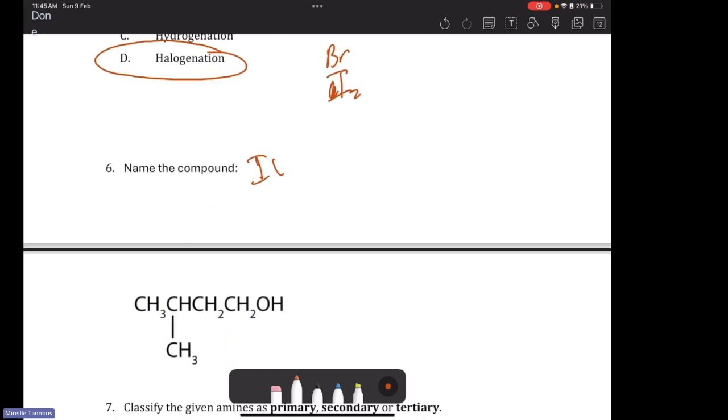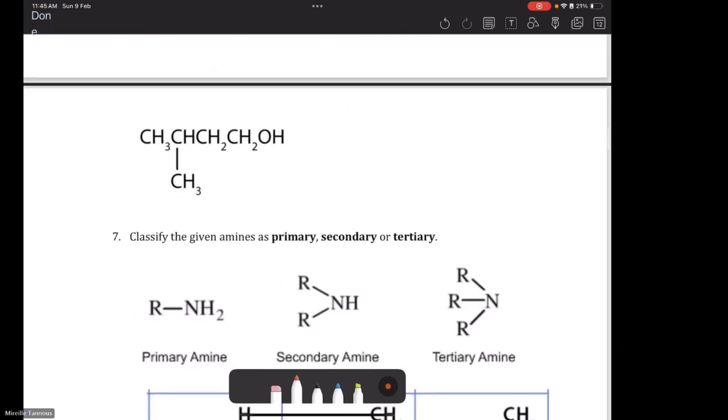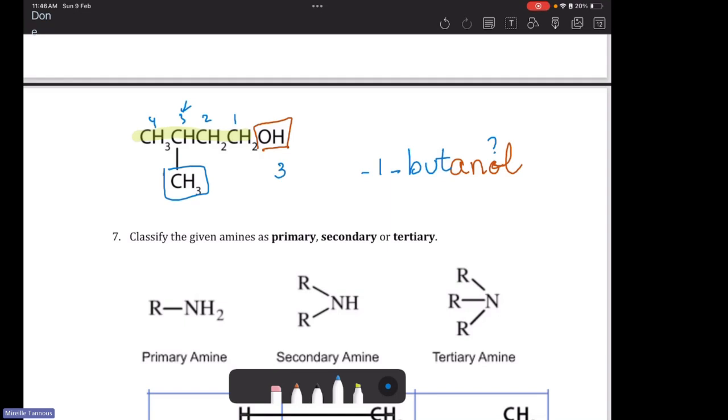Now, IUPAC naming. This is an alcohol, so the termination has to end with ol: anol. Now, I count the main chain. I have here 4 carbons, so that's a butanol. Okay? Butanol. Now, where exactly is the ol? It's on the first carbon. We always count from the side that is closer to the hydroxyl group. So it is 1-butanol, and I have a branch on the third carbon of one carbon, so 3-methyl-1-butanol.